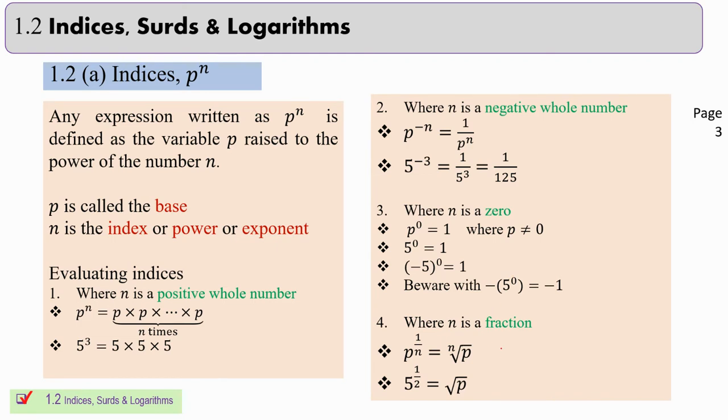The last one, if your n is a fraction, doesn't matter whether it's a positive or negative fraction, as long as it is a fraction, then p power of 1 over n means a root of n. The most typical one we know is power of 1 over 2, that is our square root. If you have 5 power of 1 over 3, actually it is our cube root.